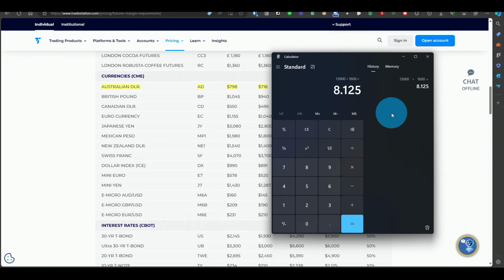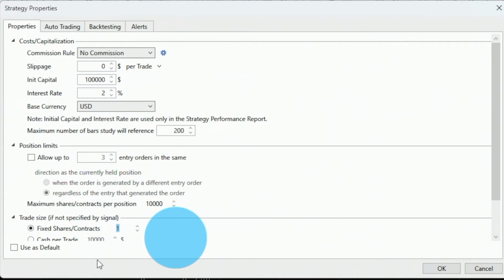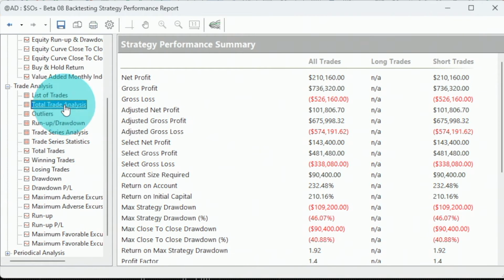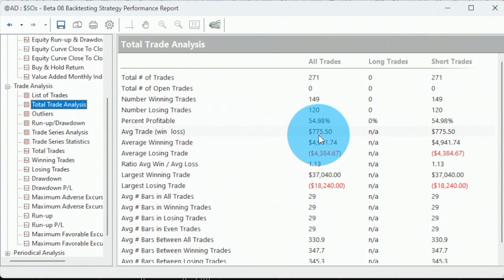So if I want to compare the S&P 500 average trade with the Australian dollar average trade, then I have to trade about 8 contracts of Australian dollar futures for every E-mini contract on the S&P 500. So without playing with the code, we can do this in the strategy properties. We can increase the fixed shares contracts to 8. So now we have $210,000 we are making, and our average trade, of course, will increase to 775.